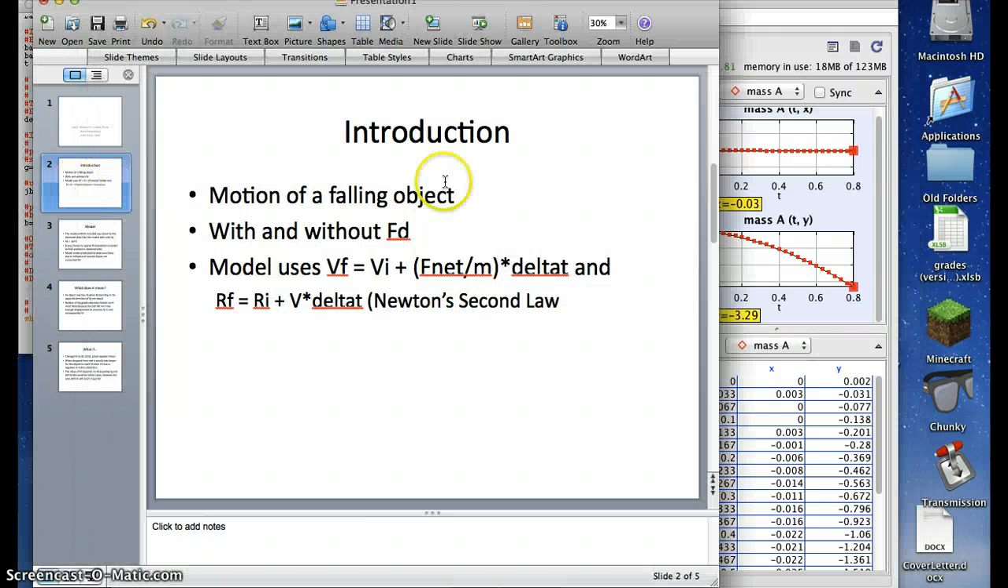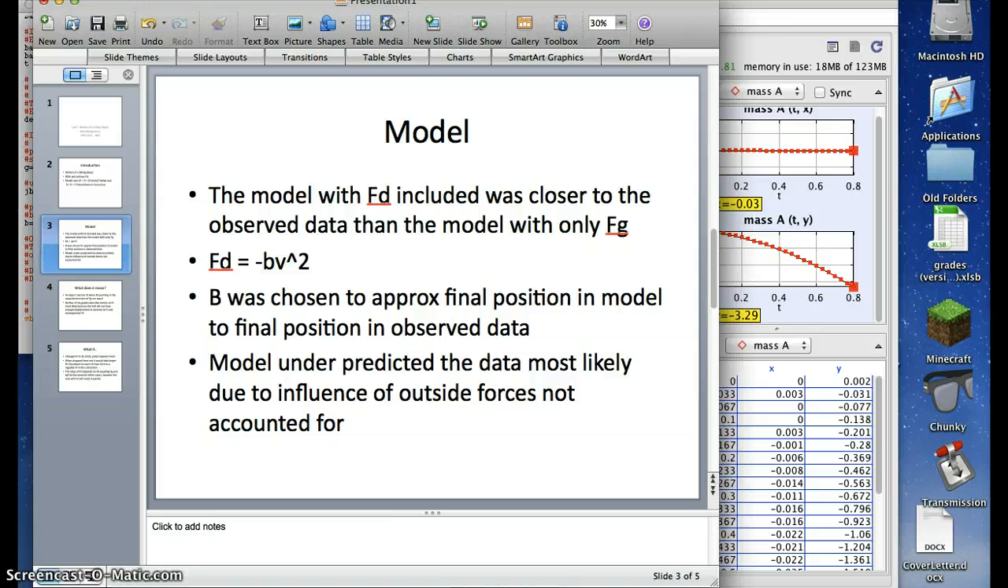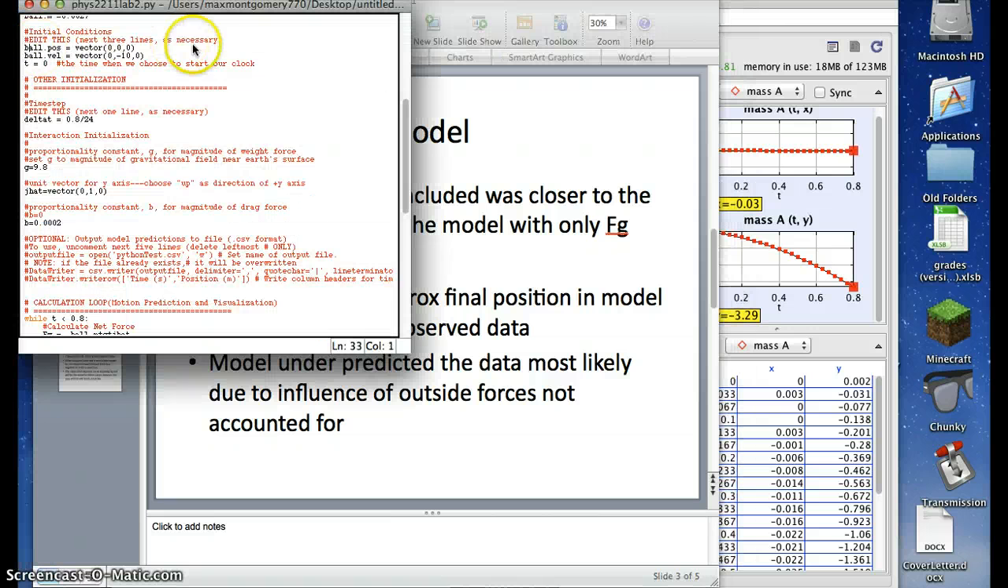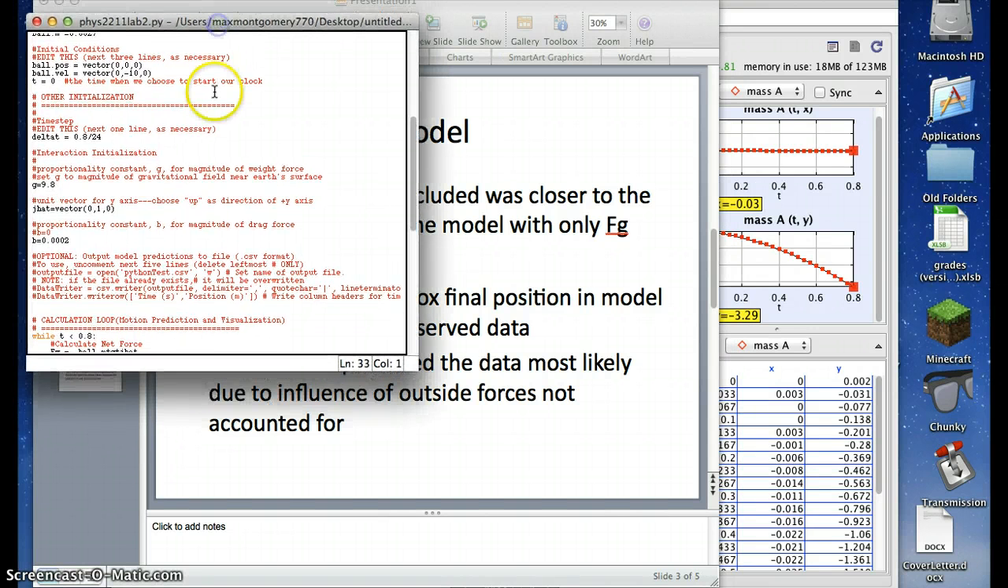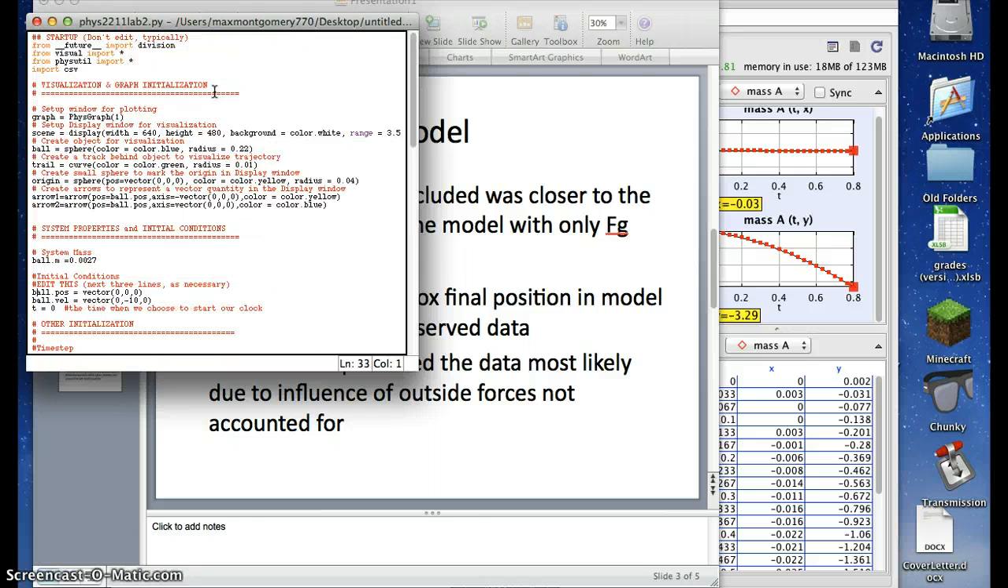Basically, we're using Newton's second law within a Python code to try and simulate this motion again. And we have two different models this time, one with a drag force and the force of gravity, and then one with just the force of gravity to try and see the impact of that drag force on the motion of the object. So, this is my model, pretty standard.